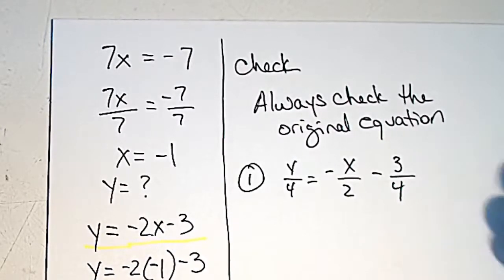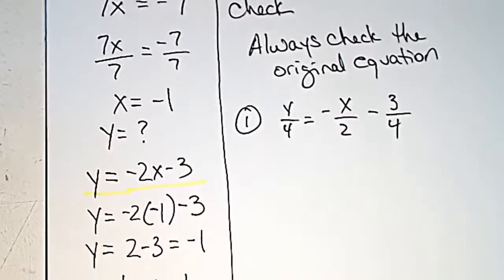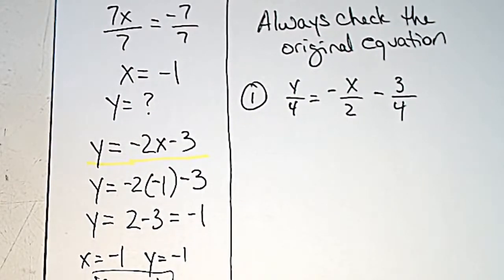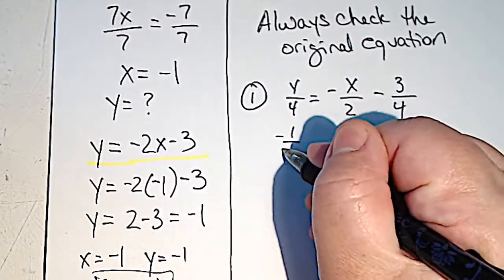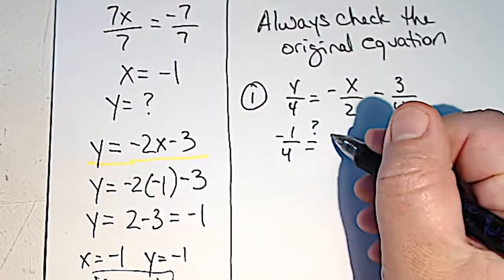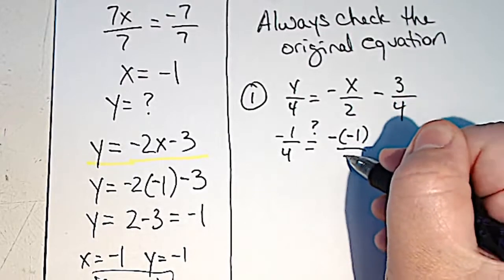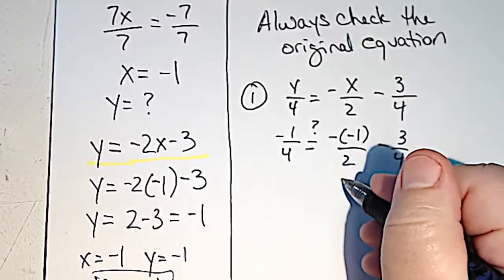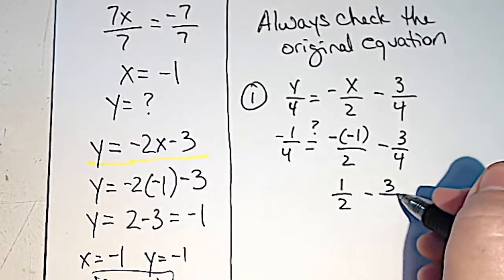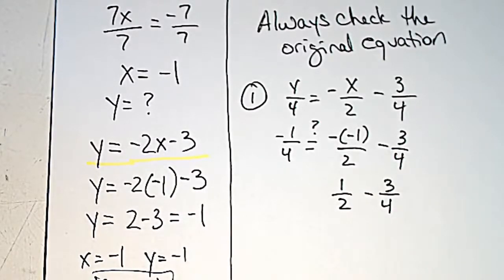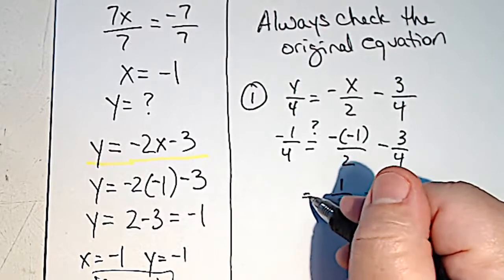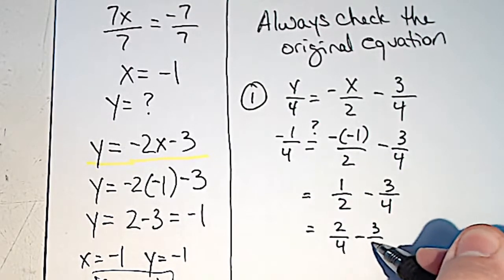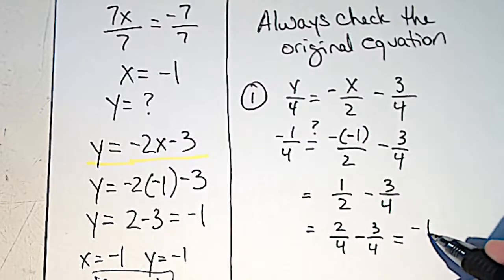Y is -1. That's not a question, it's a statement. Y is -1 and x is -1. So I get -1/4. Is that equal to the opposite of -1 over 2 minus 3/4? So this is 1/2 minus 3/4. So this is 2/4 minus 3/4, which is equal to -1 over 4.